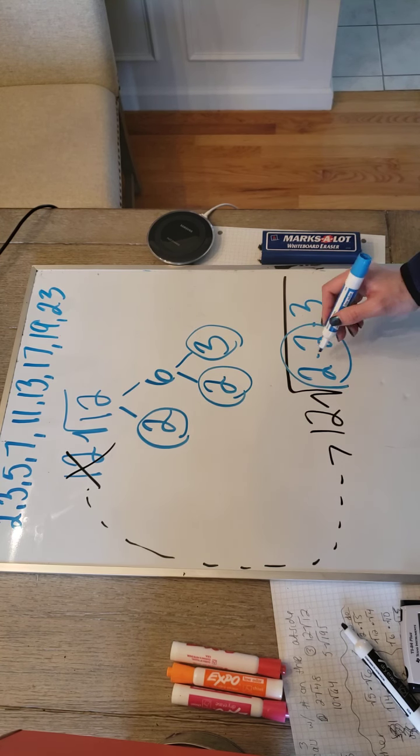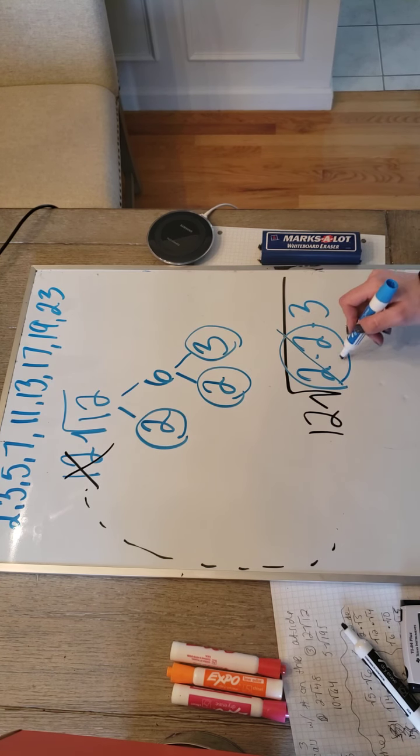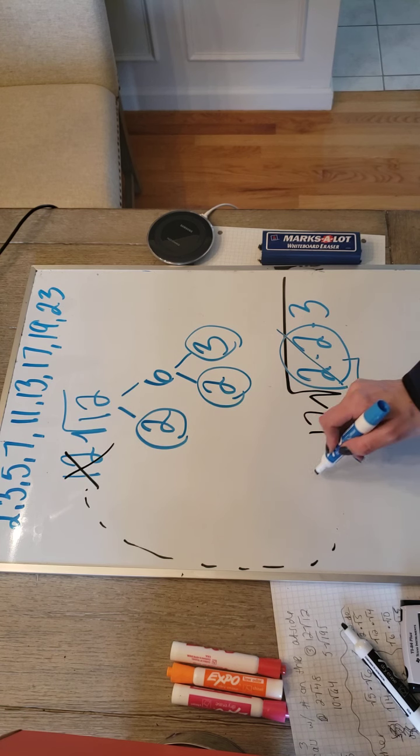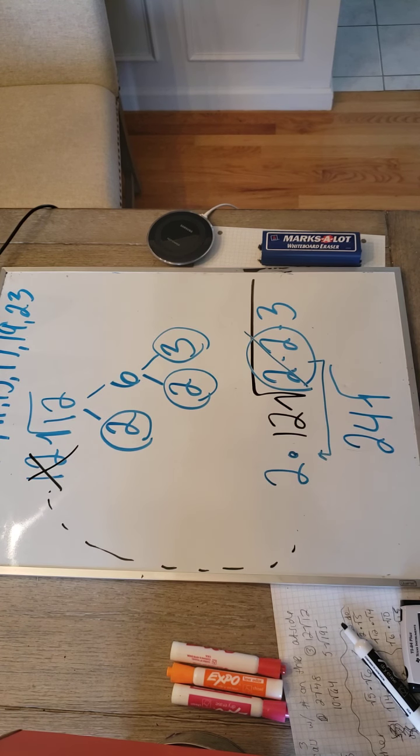Circle your pairs. I'm going to erase my arrow. Cross off a pair. One of the numbers comes out. 2 times 12 is 24. What's left under the radical? 3.